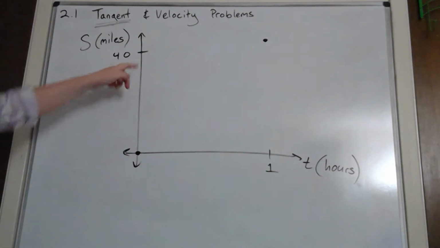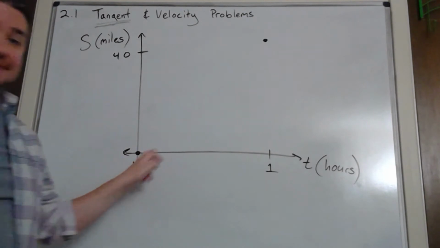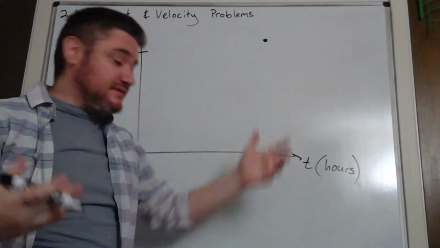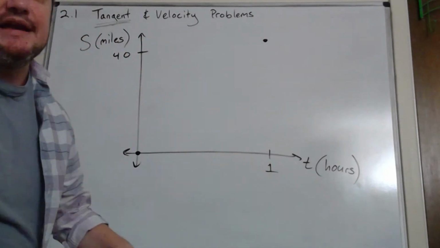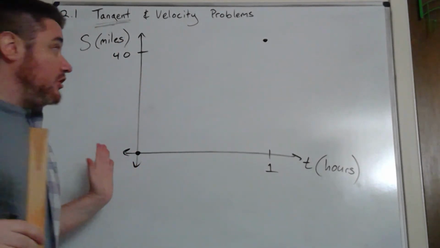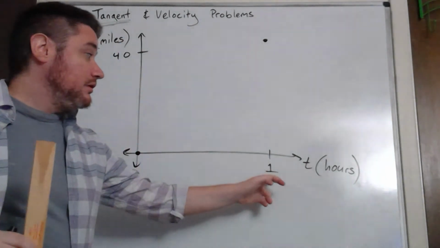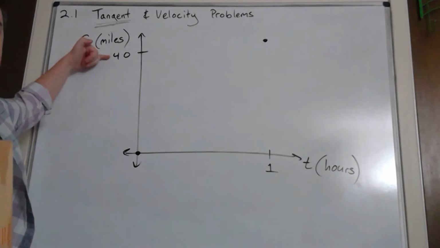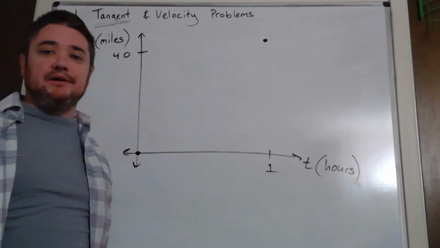Okay. And there we go. So this is where I was when I began. This point represents where I am at the end of that hour. So you guys tell me, if you drove for 1 hour and you traveled 40 miles, how fast were you going?